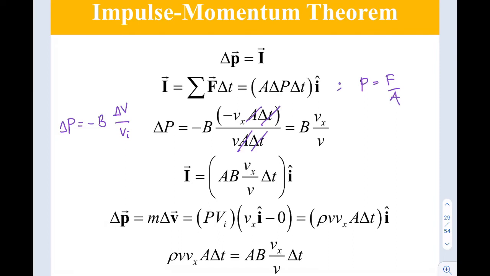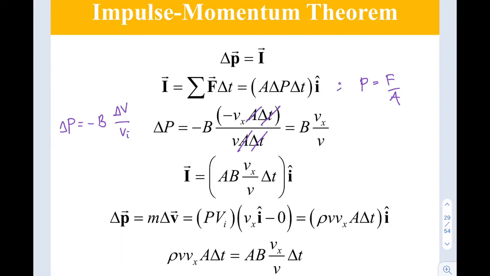And then after that, substituting this information, because we have delta P here, delta P in terms of bulk modulus, the change in pressure is equivalent to negative of bulk modulus, delta V over V initial. What is our delta V? Negative Vx A delta T, over V initial is V A delta T. And then you can simplify this equation, you are left with this. Okay, so impulse just now is equivalent to A times B Vx over V delta T along I, or X component.